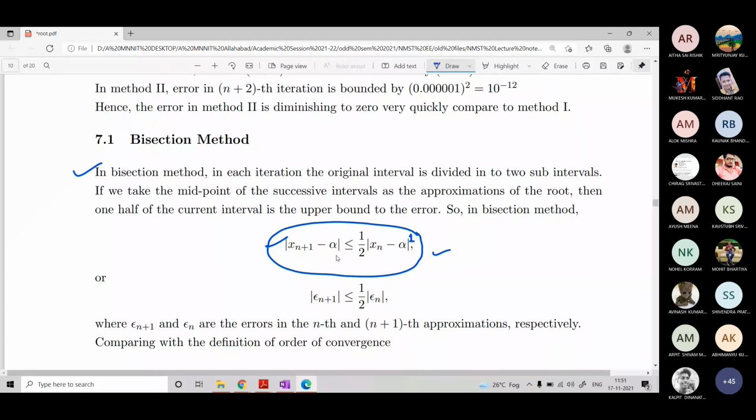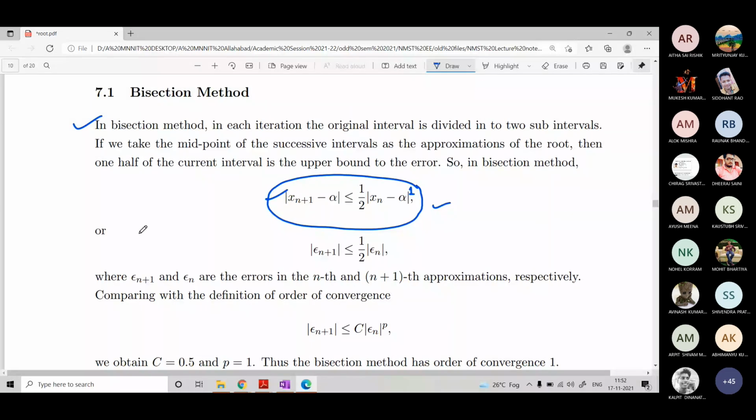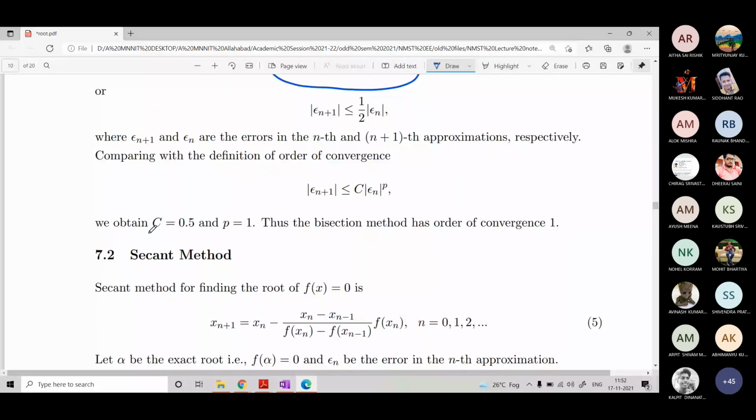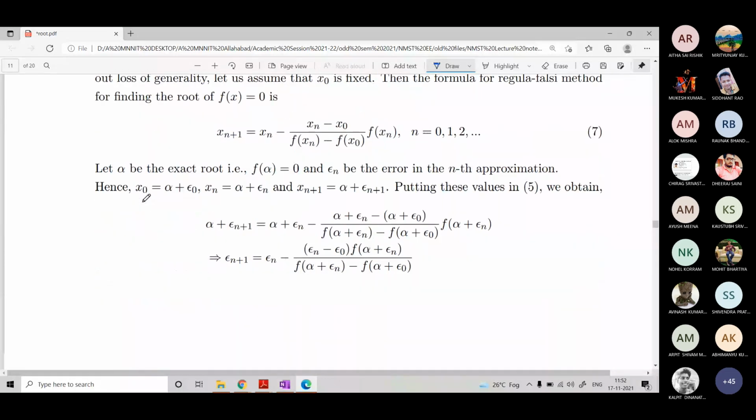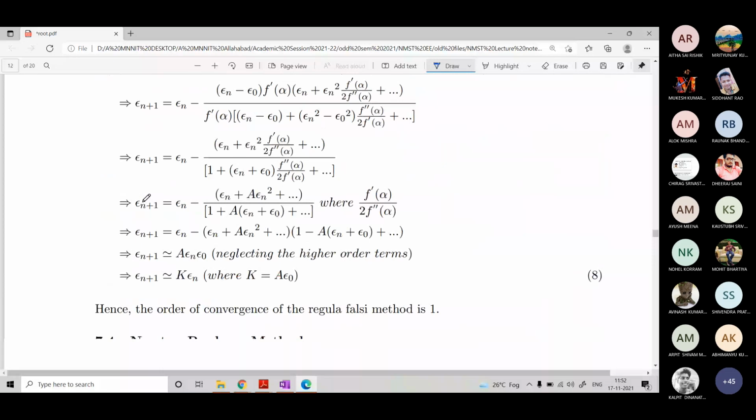Yes, sir. Okay. So the derivation is not much, only a mathematical explanation for the bisection method. Now I'll explain the order of convergence of the Newton-Raphson method first, because that calculation will be a bit easier compared to the secant method. So I'll go to the Newton-Raphson method first, after the bisection method.